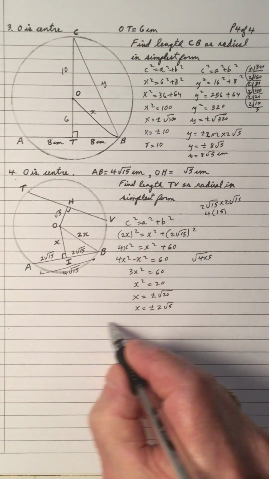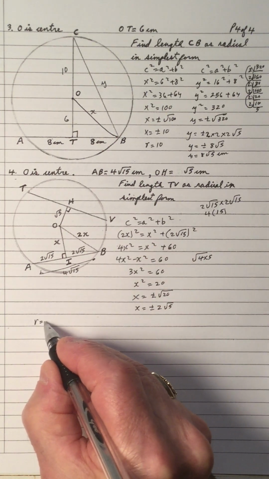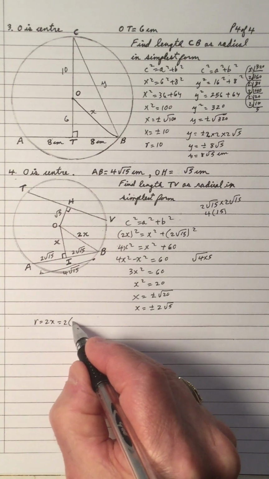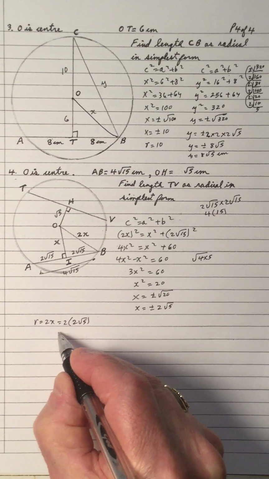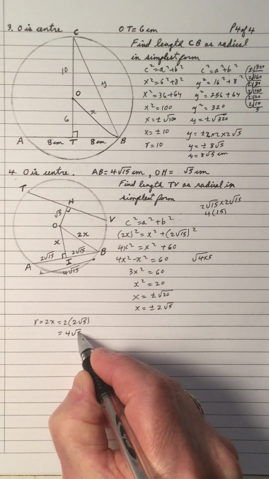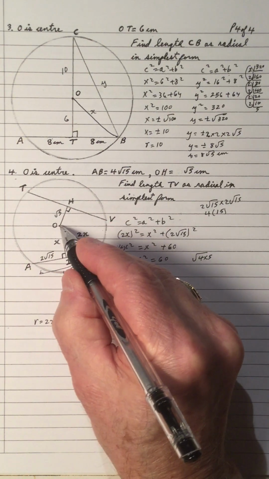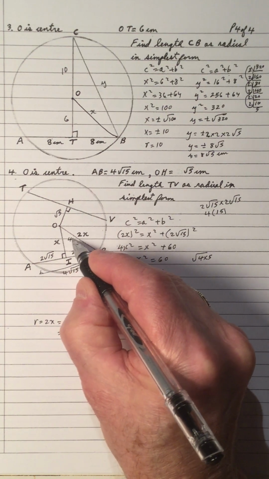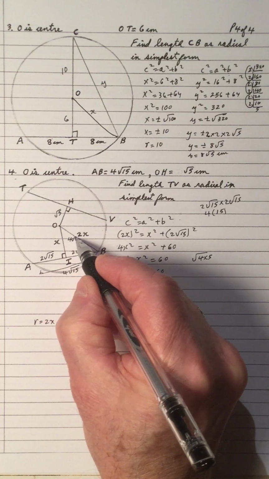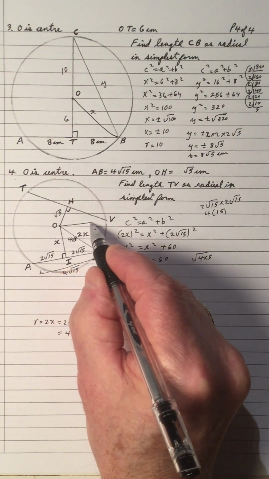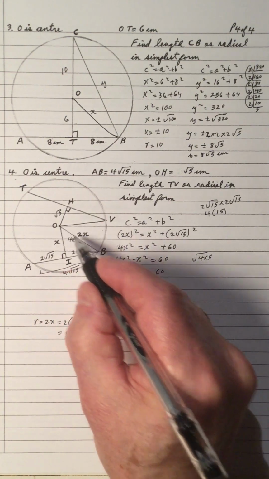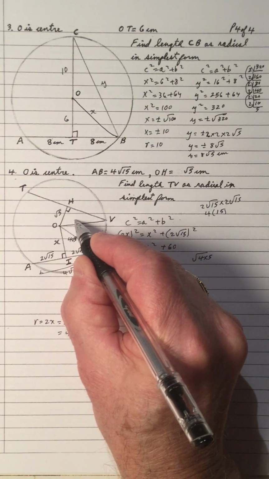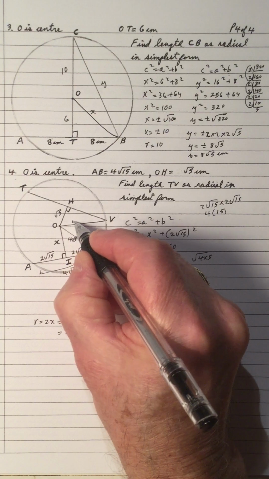And the radius is 2x. So that means it's 2 times 2 root 5. So the radius is 4 root 5. So this is 4 root 5 going down right here. Now, if I join this up, this radius OB is equal to the other radius. So this is 4 root 5.